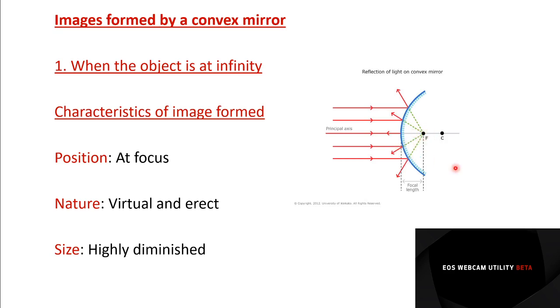All right. So where do we get the image? Image is formed at focus. Look at this, at focus. And we simply produce the rays backwards. All right. They are not real rays anymore. Reflected ray is here, reflected ray is here, reflected ray is here, reflected ray is here. So we simply produce them. So it will be a virtual image which will be formed. And this image is almost a point. So it will be highly diminished.